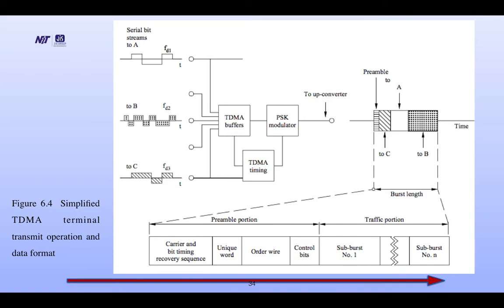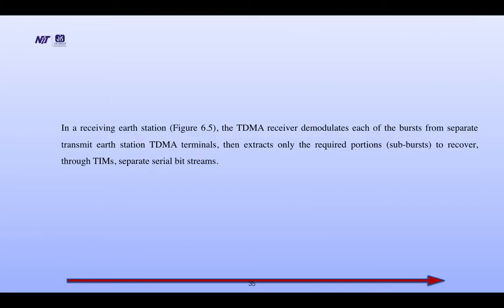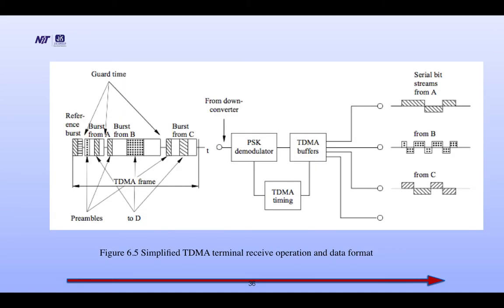So it is shown over there. In the receiving earth station in figure 6.5, the TDMA receiver demodulates each of the bursts from separate transmit earth station TDMA terminals, then extracts only the required portion, the subburst, to recover through TIM a separate serial bit stream. Figure 6.5: simplified TDMA terminal receive operation and data format. So this is the total data format.